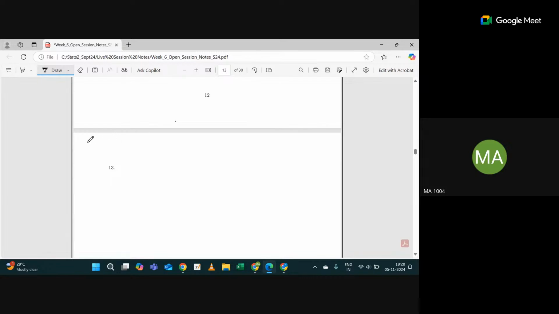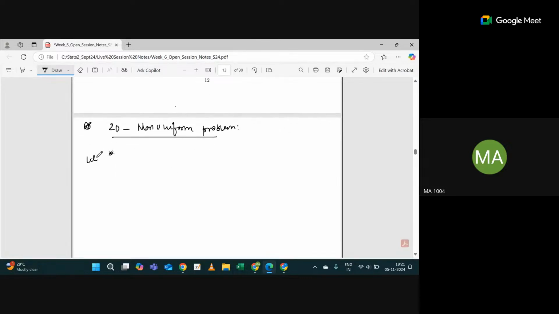Okay. Suppose you have 2D non-uniform problems, and it's not given any fixed D and all. Again, I will take a very simple function and then we'll try to understand. Suppose I'm saying (x, y) have a joint density as, okay, what is the joint density?